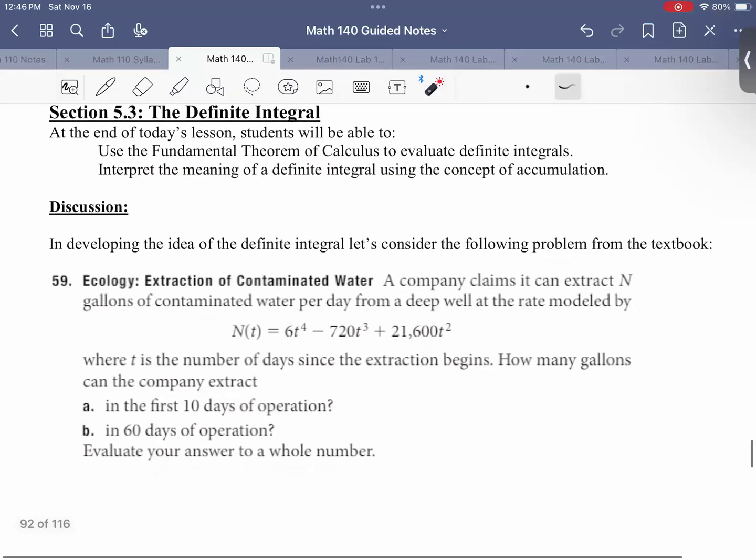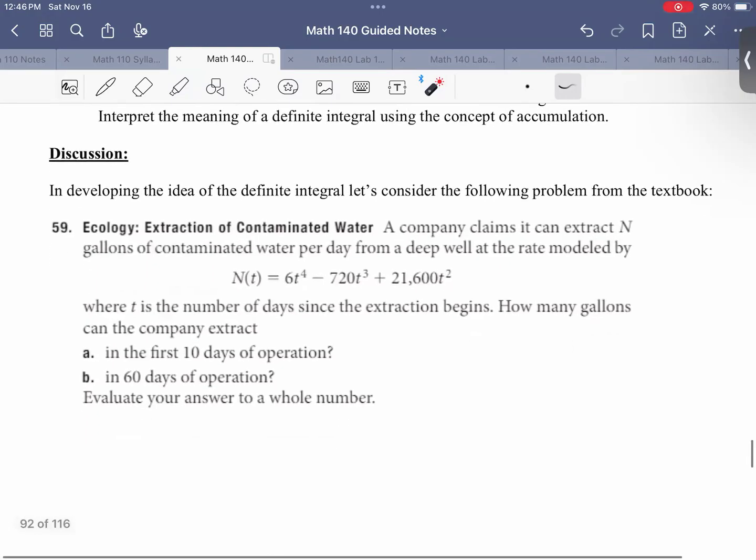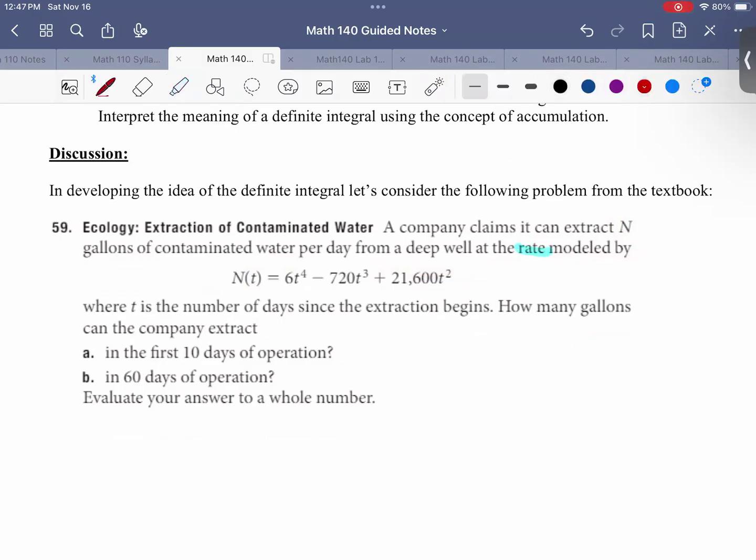In developing the idea of the definite integral, let's consider the following applied problem. Before we get to any mathematical theorems, let's look at this example where it might be easier to see. A company claims that it can extract n gallons of contaminated water per day from a deep well at the rate modeled by... The keyword here is rate, meaning that it's a derivative.